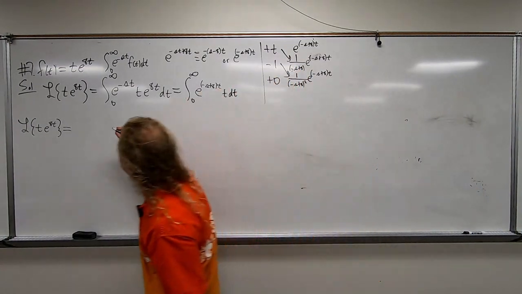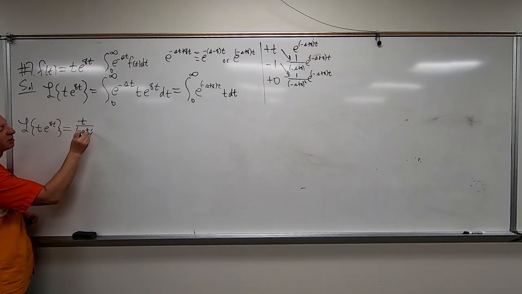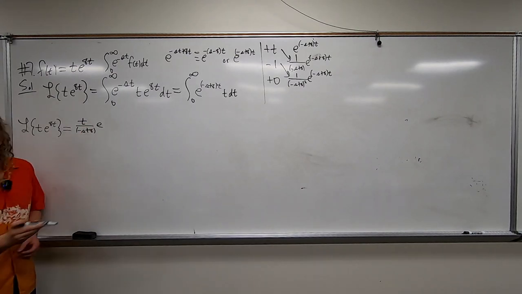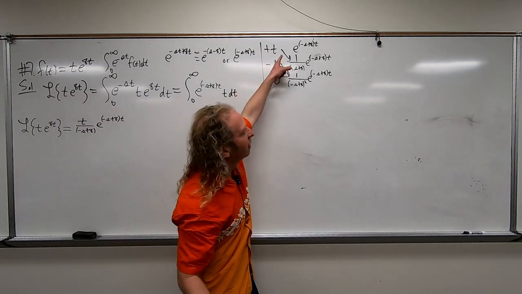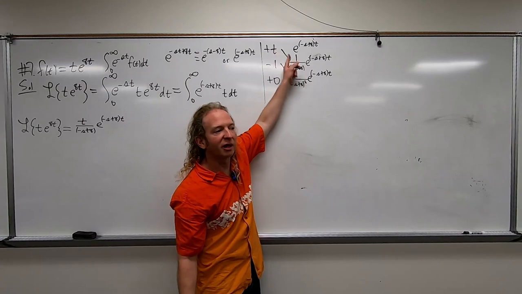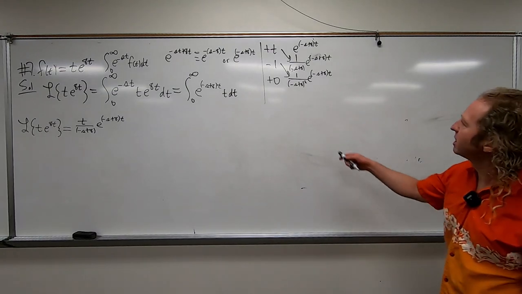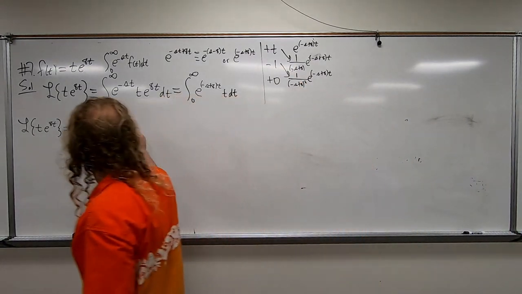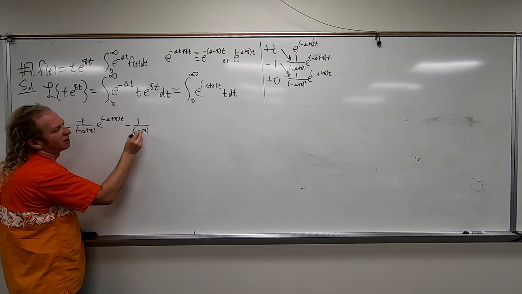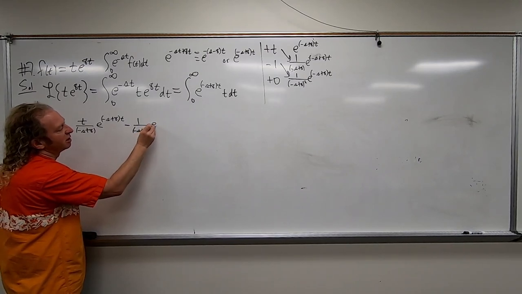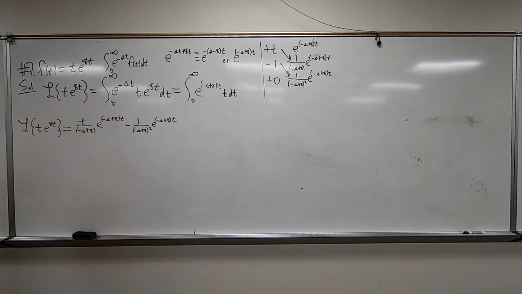So follow these. We get t over negative s plus 8 times e to the negative s plus 8 t. Like that, right? Just following these here. I know it's a lot. It's tough. And then the next one is going to be a minus. So minus 1 over negative s plus 8 squared times e to the negative s plus 8 t. And then we're going from 0 to infinity.